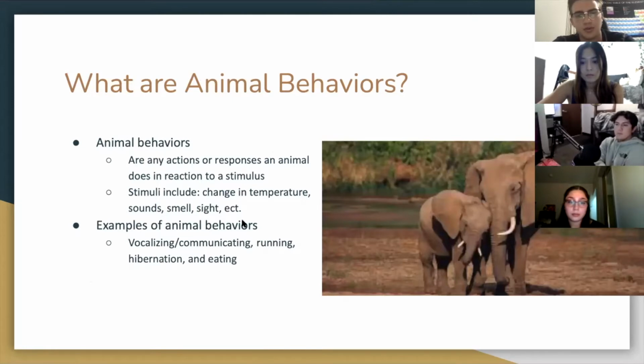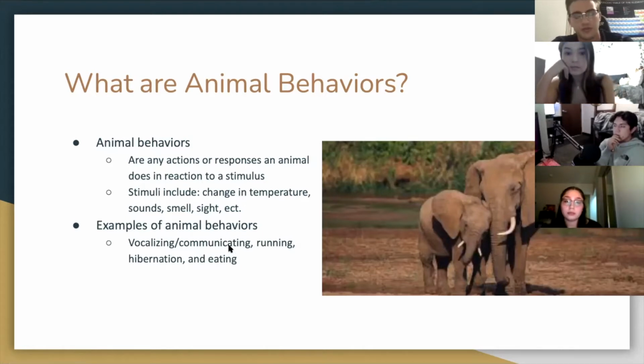So if an animal sees or smells prey, it will behave in an action to go towards that prey and go get it. And then some other basic examples of behaviors are vocalization, communication, so communicating with other animals, running away from potential predators, hibernation, and eating. And we'll get into more specific examples soon.